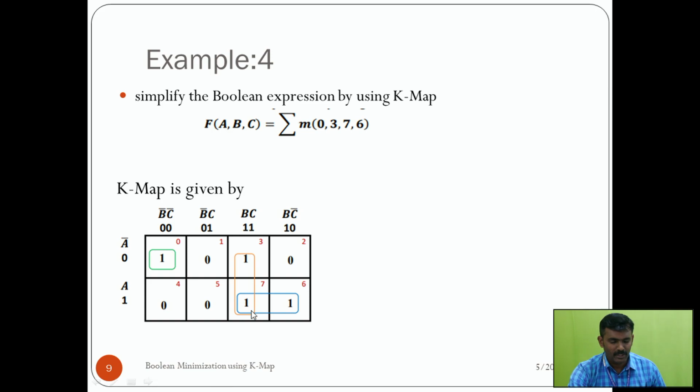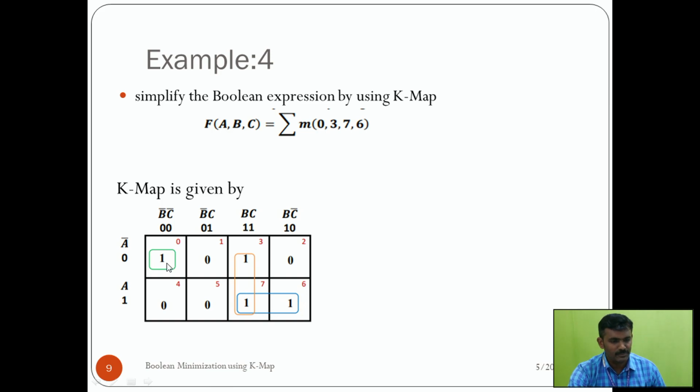You may ask one question: Sir, 7 is already covered with this pair, and we are mapping again and again. Yes. If you map 6 alone, then it will produce a 3 literal function. But when you group with 7, it will produce only a 2 literal function. So that is why we prefer mapping 6 and 7.